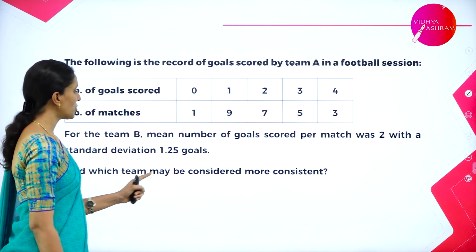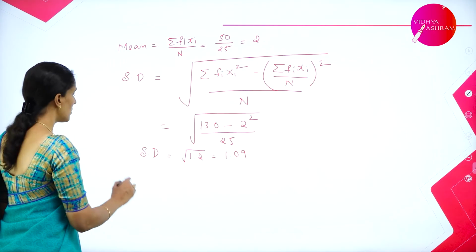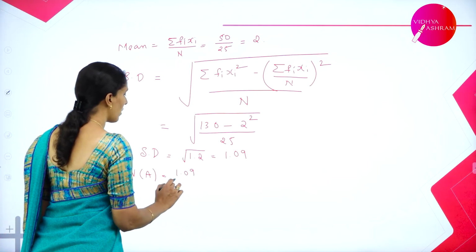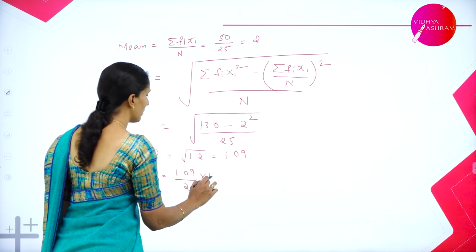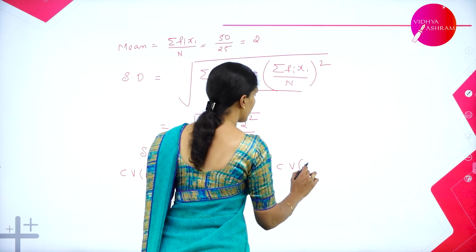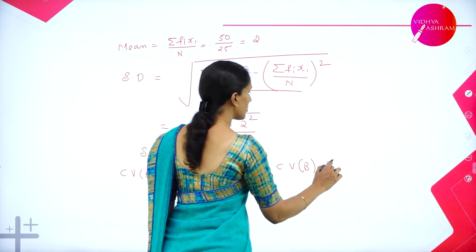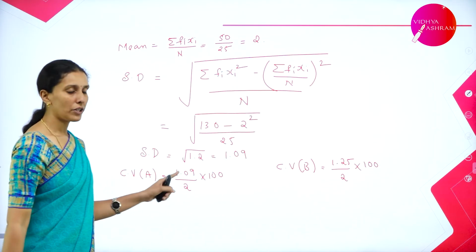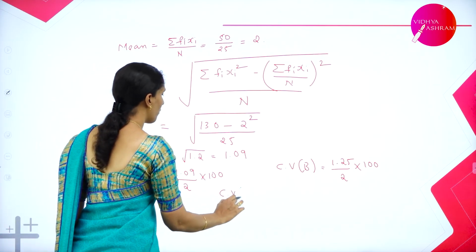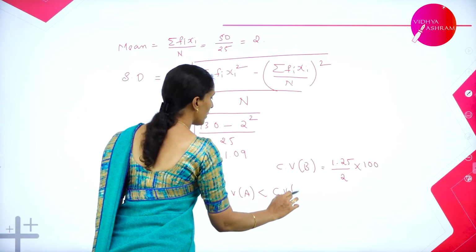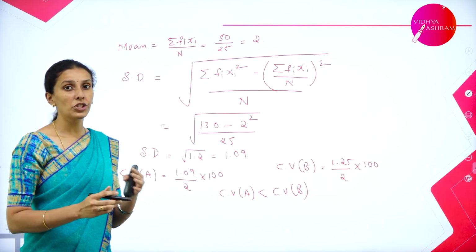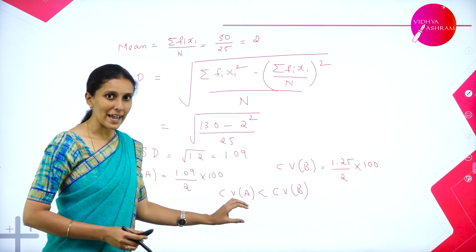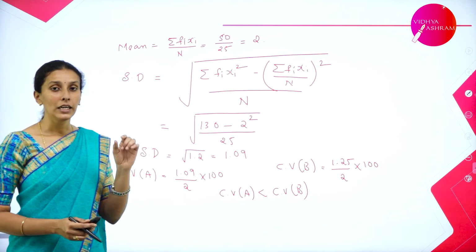Now we need to calculate which team may be considered as more consistent. So CV of A is standard deviation 1.09 divided by mean 2 into 100. Next, CV of B is equal to standard deviation 1.25 divided by 2 into 100. So by observation you can see CV of A has less value than CV of B. They have asked you which team is more consistent. So since the coefficient of variation of team A is lesser than team B, we can consider team A as more consistent.